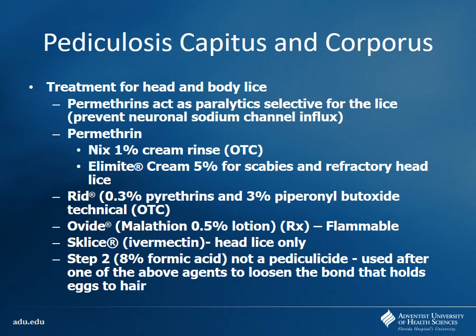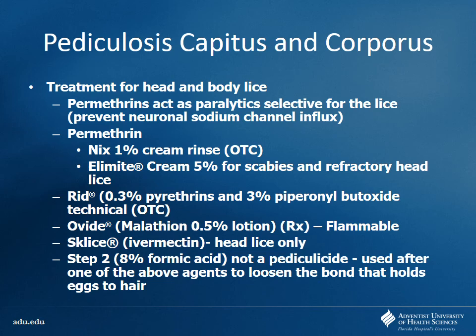We'll use certain OTC products like Nix 1% cream, which you can get over the counter, or Elimite cream, which can be used for scabies and refractory head lice. Sometimes you'll find other OTC products that contain pyrethrins and piperonyl butoxide, doing very similar things to the permethrins. RID would be the example of that. One of the problems you run into is that permethrins work for most cases of lice, but we're starting to find that they're becoming more resistant.